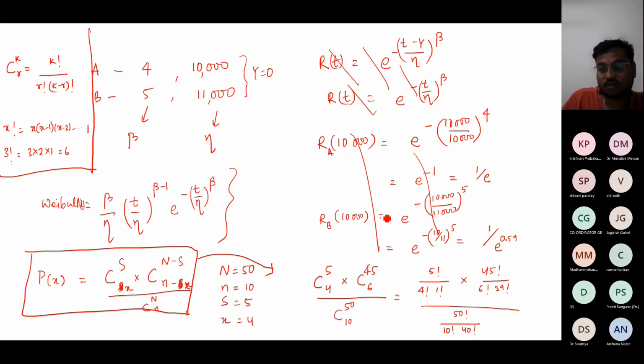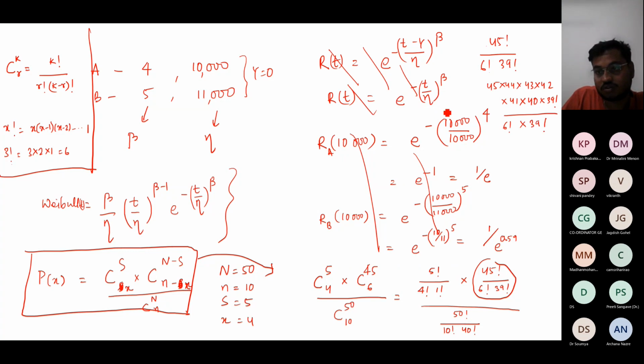For example, if you look at this part of the equation, it's like 45 factorial divided by 6 factorial into 39 factorial. So 45 factorial you can write as 45 into 44 into 43 into 41, 40 into 39 factorial, divided by 6 factorial into 39 factorial. So this part will cancel out. Then this will be 6 into 5 into 4 into 3 into 2. You can just divide these.